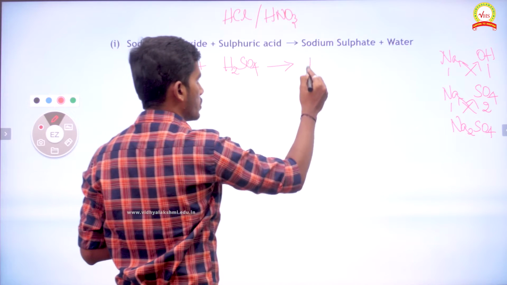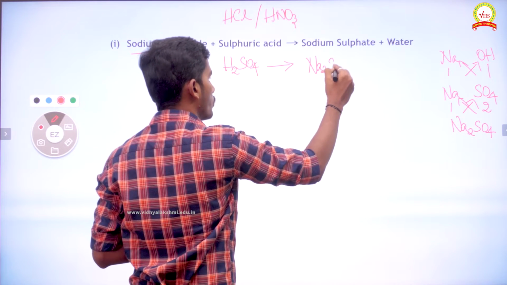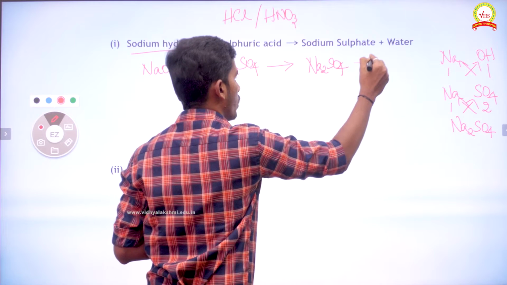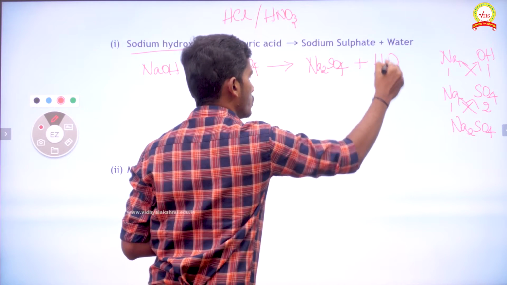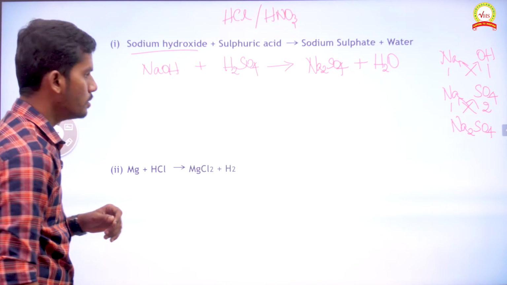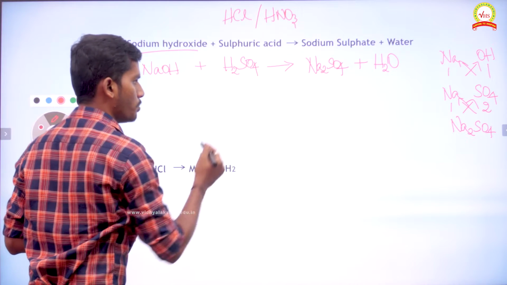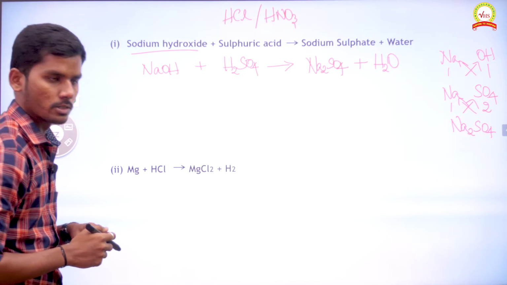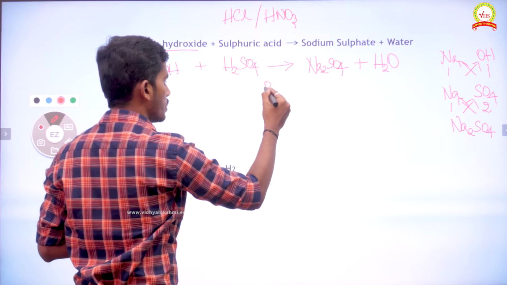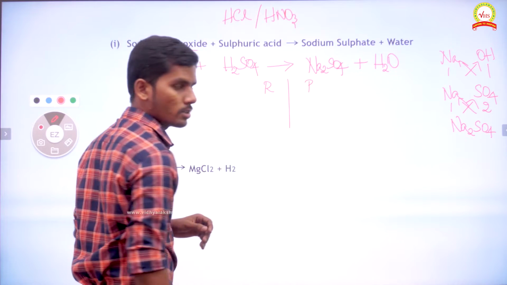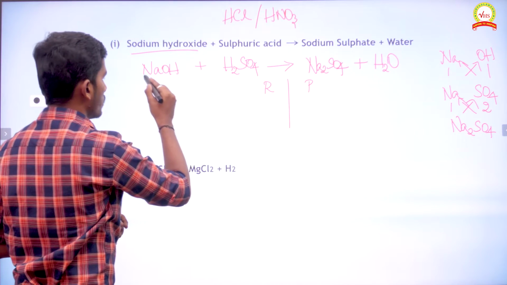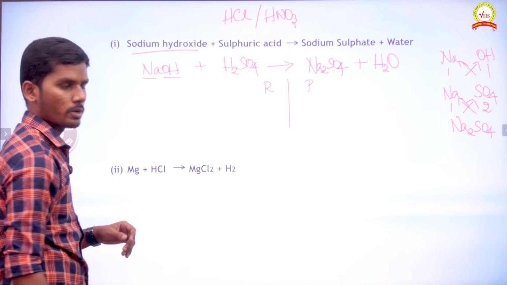So just write the equation here. Na2SO4 plus water, you know it is H2O. Like this you have to write. Okay. The first step of balancing a chemical equation is to identify the reactants and products. You can just write it in short form also, no worries in that. Then write the list of atoms present.